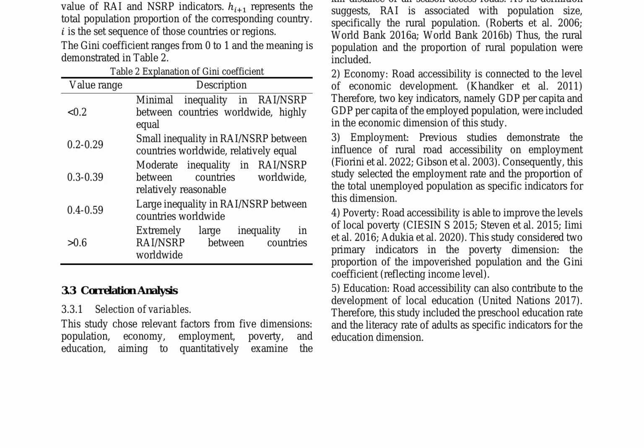Within these dimensions, specific indicators are selected to quantify relationships with global RAI and NSRP indicators. This comprehensive approach enables the identification of correlations between local and global indicators, providing a more nuanced understanding of the complex relationships between these factors. By analyzing inequality and correlation through these methods, this study sheds light on the spatial patterns and relationships between various indicators, ultimately informing policy decisions and development strategies.